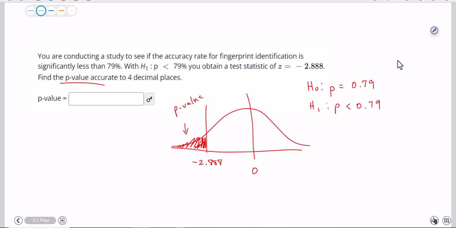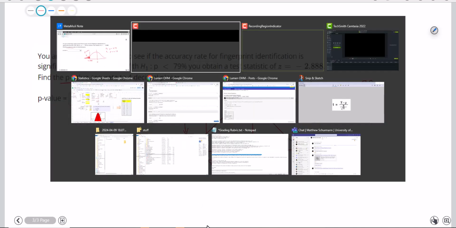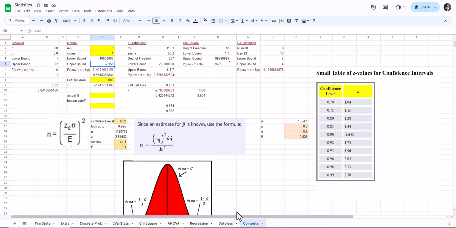Now, back in the old days, we used to have to look these up in tables, but now you guys have it so nicely. If you go to your Google Sheets to the Compute tab, go to a normal. So the proportion, remember, uses a normal distribution. I want to standardize the mean to 0. My sigma is my standard deviation. I standardize that to 1.